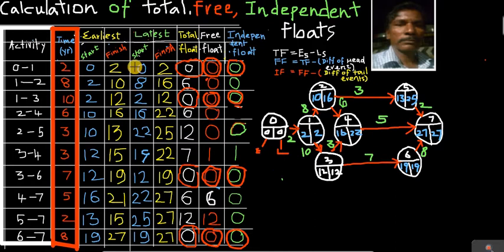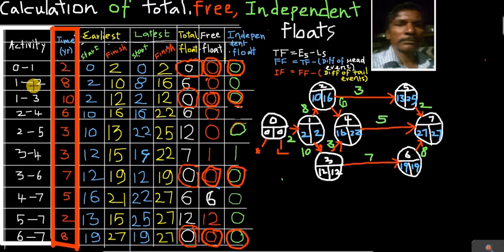So that calculation is over. Now we are making a table like this. In this table, first the earliest time, then latest time, total float, free float, independent float. All this we are going to calculate for each and every activity. 0 to 1 is the first activity. What is the earliest time? What is the latest time? What is the total float? What is the free float? What is the independent float?